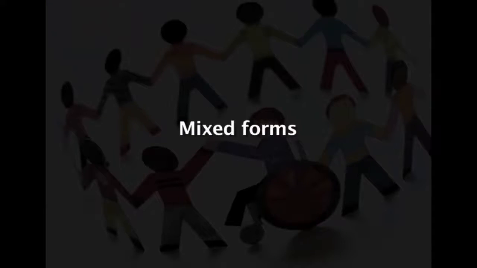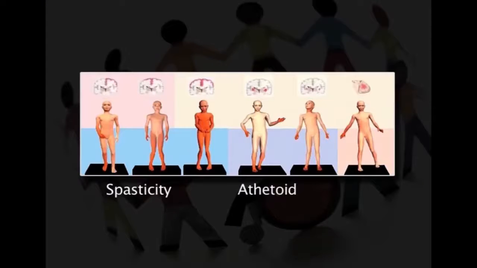Mixed forms. Many people have the signs of more than one type. It is common for patients to have symptoms of more than one of the previous 3 forms. The most common mixed form includes spasticity and athetoid movements, but other combinations are also possible.